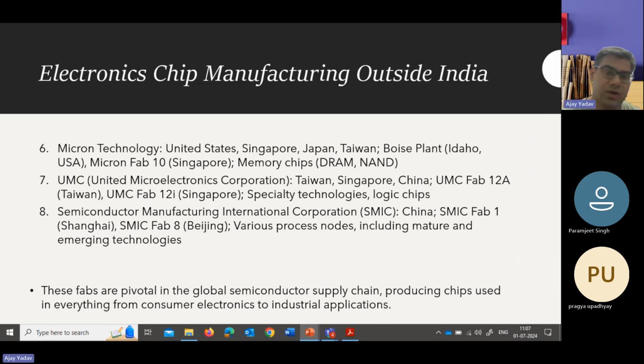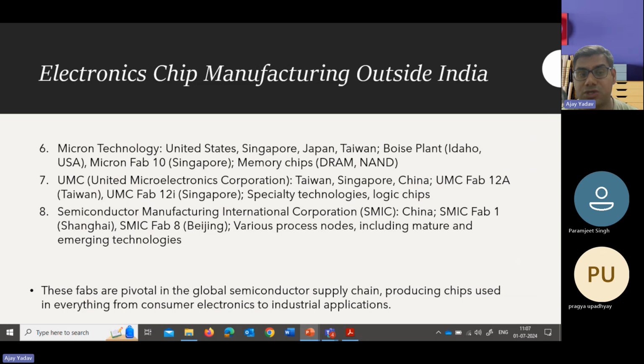See, there are two things. One is hardware chip manufacturing, another is design. These companies may have design centers all over the world, but the plants are only in a few locations, one in the USA, another in Singapore. Singapore is very important from the electronics point of view. I am showing you that it comes at four or five places. It means Singapore, Taiwan, and China play a very important role in world chip manufacturing.